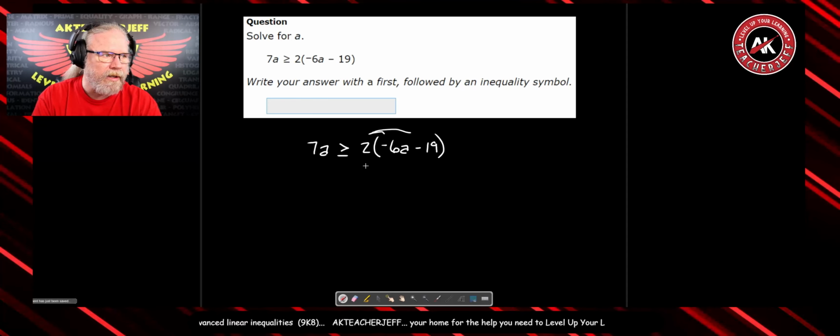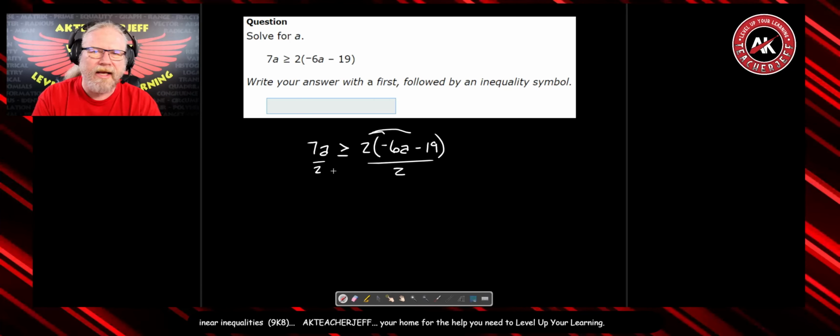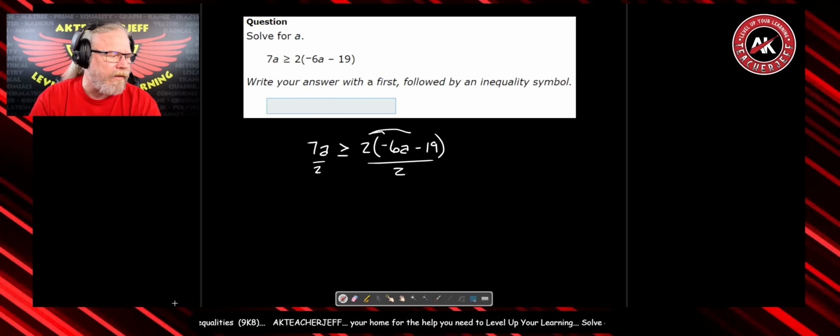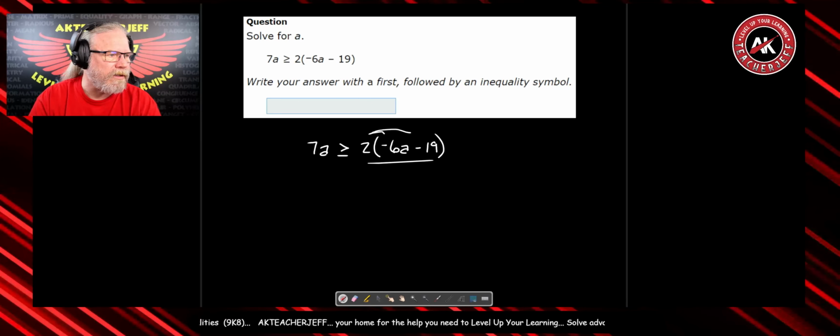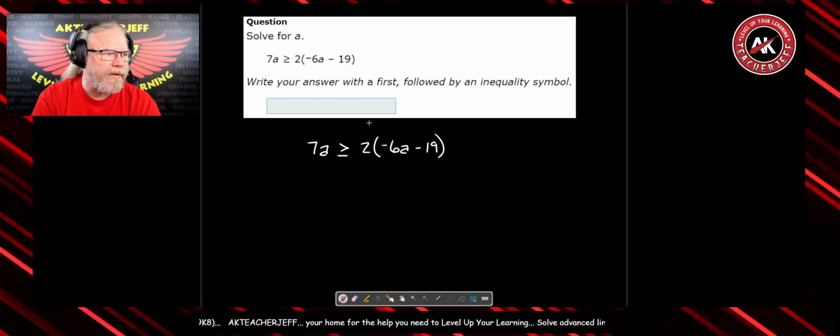I guess I could try to divide by 2. What I do to one side, I do to the other, and then I'd end up with 7 halves a, and that wouldn't be all that fun to work with. So in this case, we do indeed want to go ahead and distribute this 2 in.